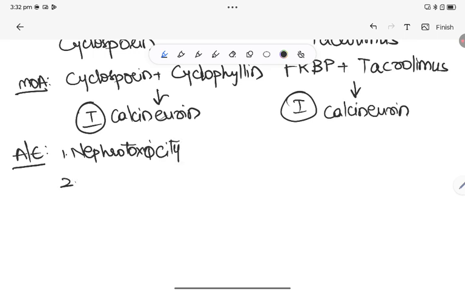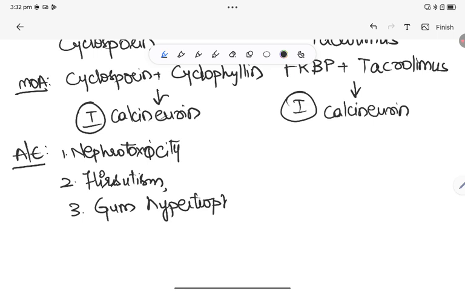Others include bone marrow suppression, but let us not include this now. In fact, hirsutism and gum hypertrophy are much more important. We expect you to write them in your answers.